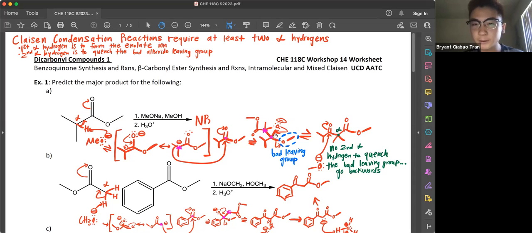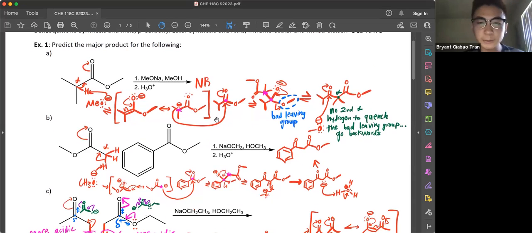And now this oxygen is going to reform the carbonyl, kick out the bad leaving group. And since this is the bad leaving group, we do not have a second alpha hydrogen to quench it, so it will go back and react with the carbonyl and reverse back to the original compound. So that's why this will give us no reaction.